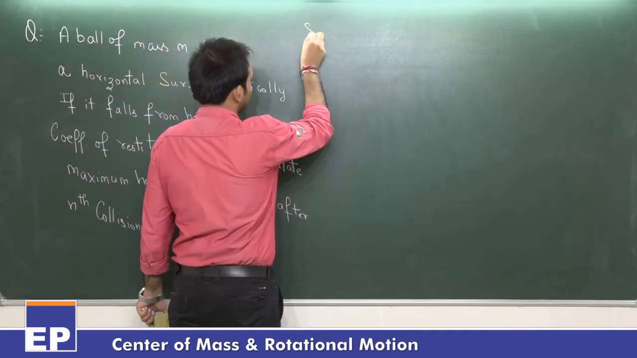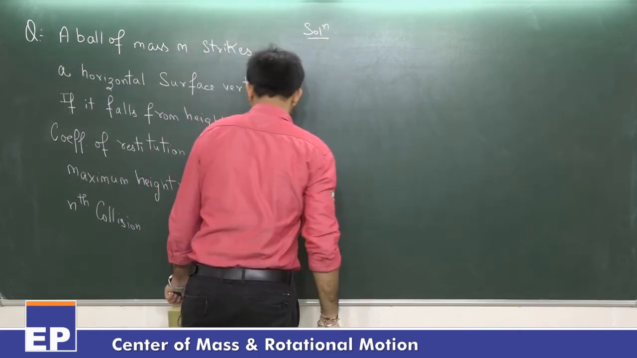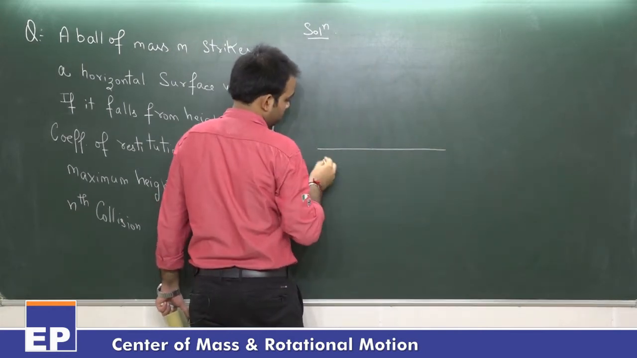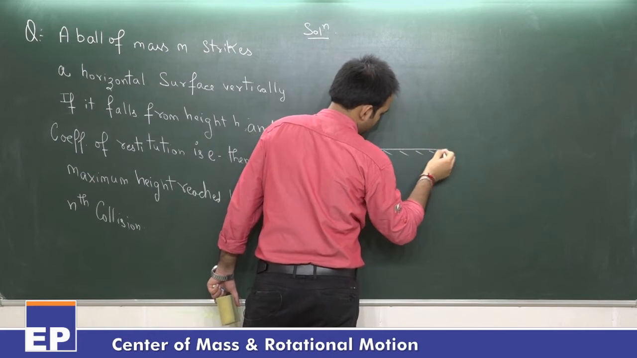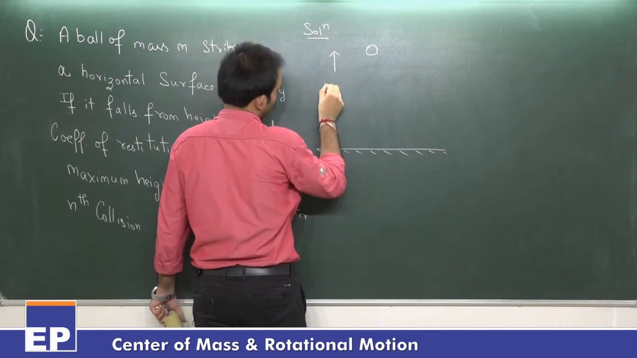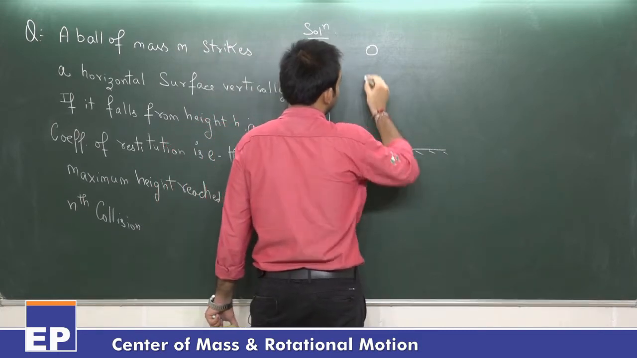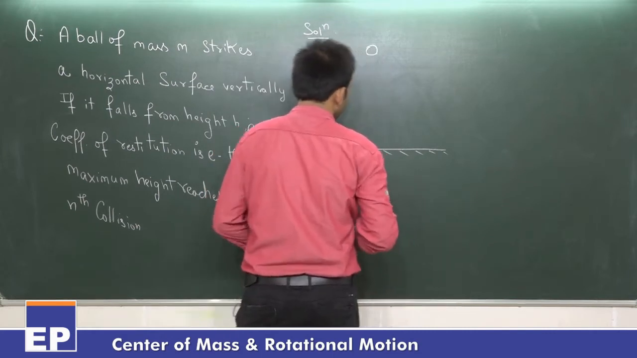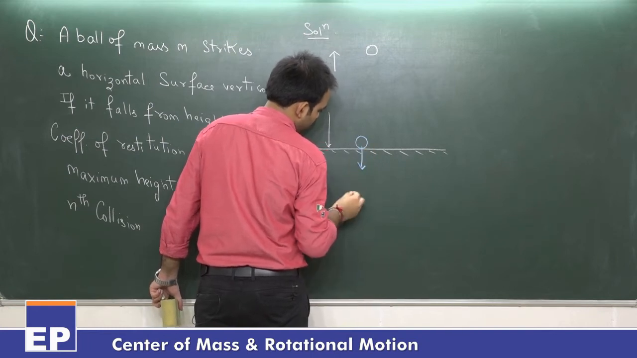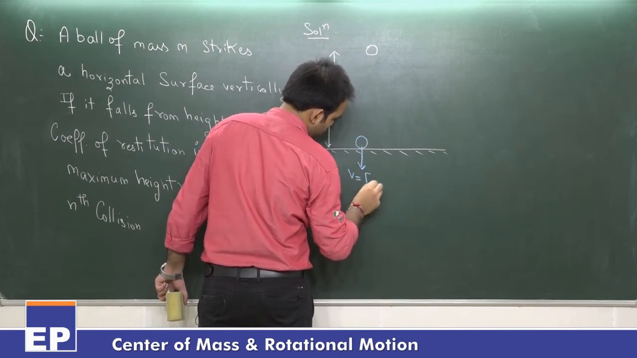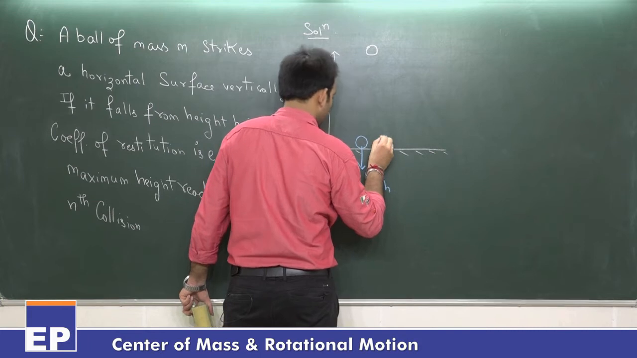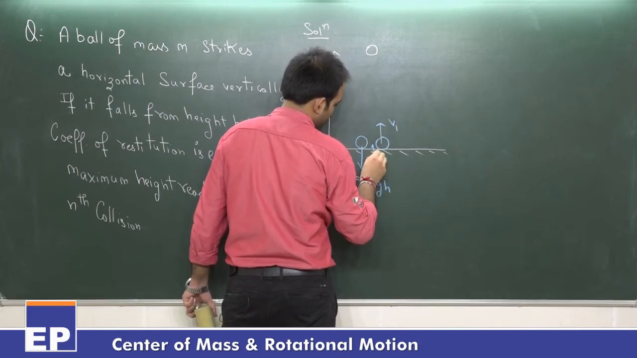Meaning, look at what is happening here. A ball falls from some height h. This is the surface, and the ball falls from height h on this surface of mass m. So when it strikes the surface, it has velocity v, which is root 2gh, and after the first collision it moves with velocity v1.